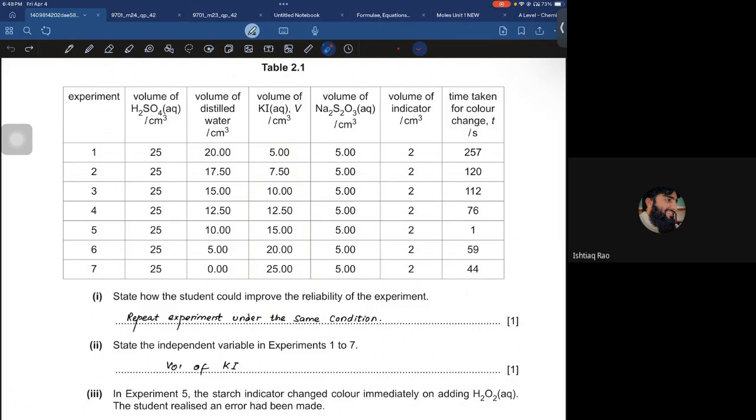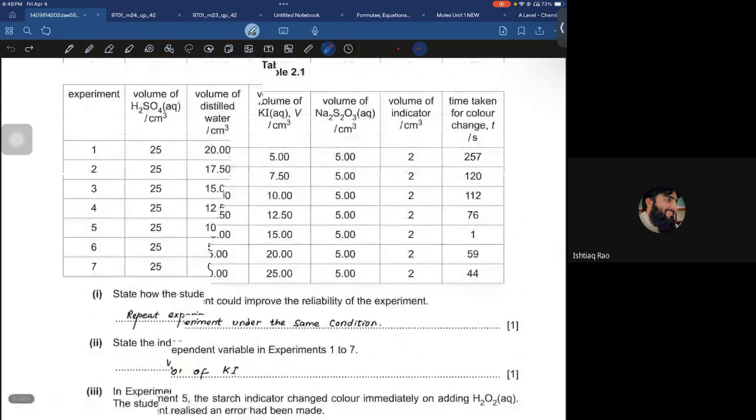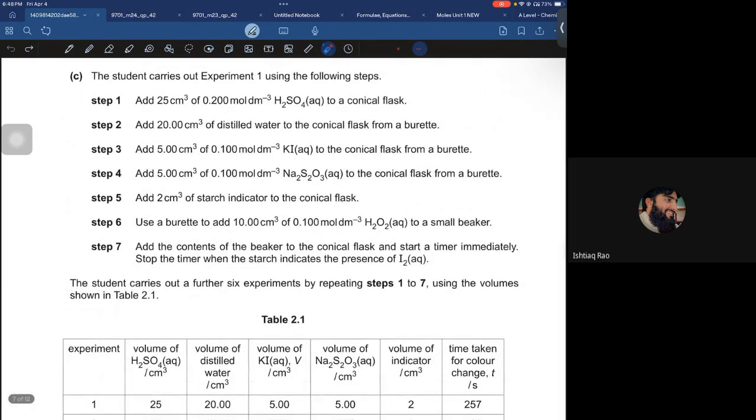Then they are saying experiment 5, the starch indicator changed color immediately on adding H2O2, the student realized an error had been made. Suggest which step was missed in experiment 5. So, starch is going to make a complex with iodine, and iodine is produced when the potassium iodide reacts with this thiosulfate. So if iodine is not produced, how would the starch work?